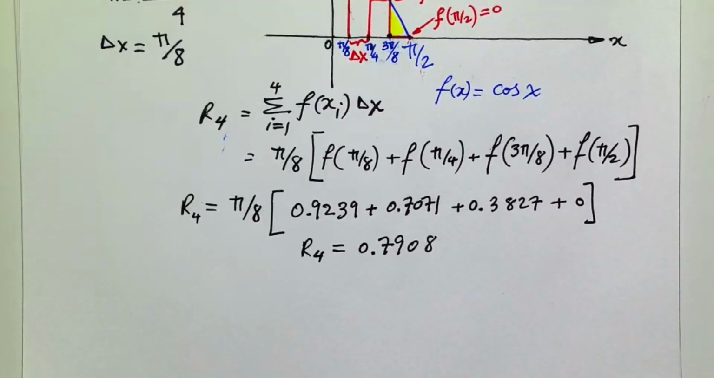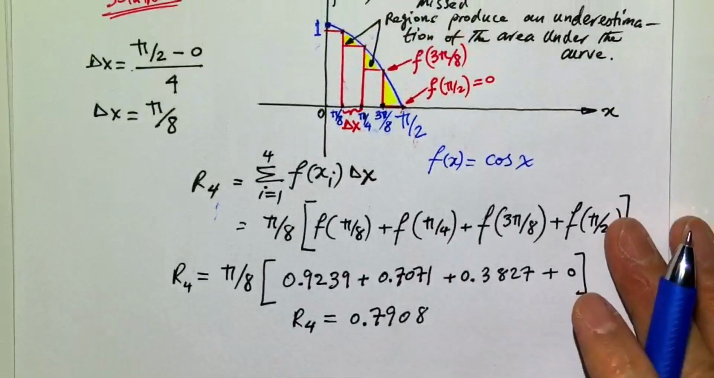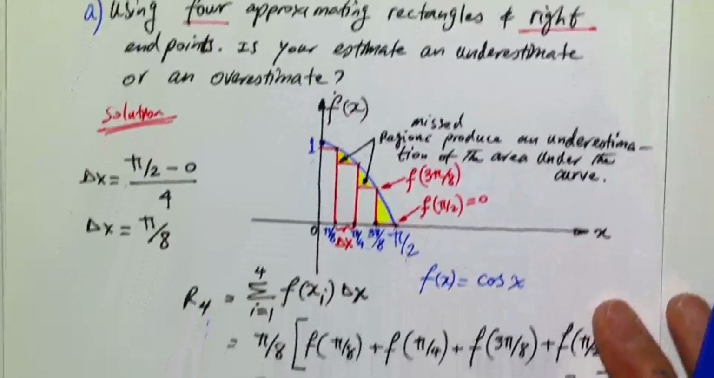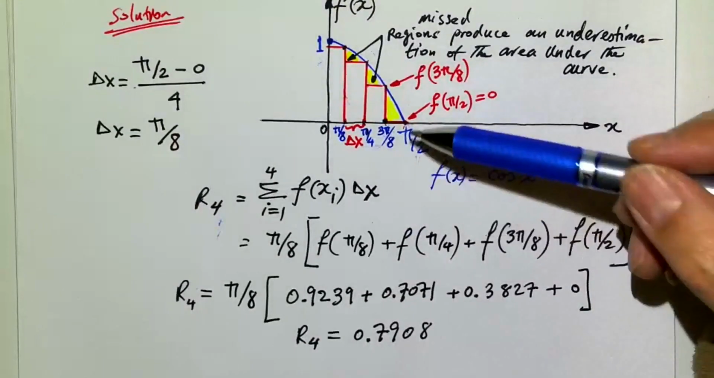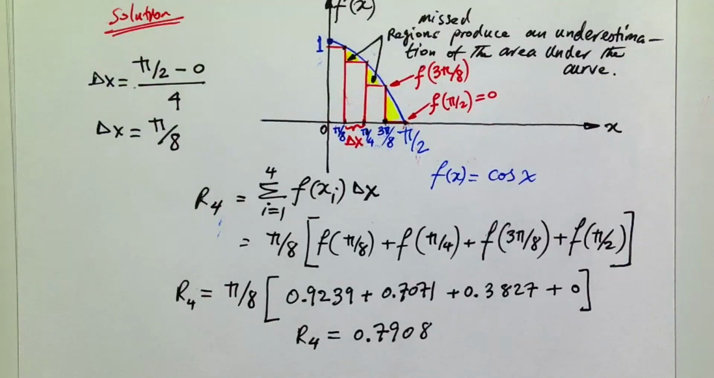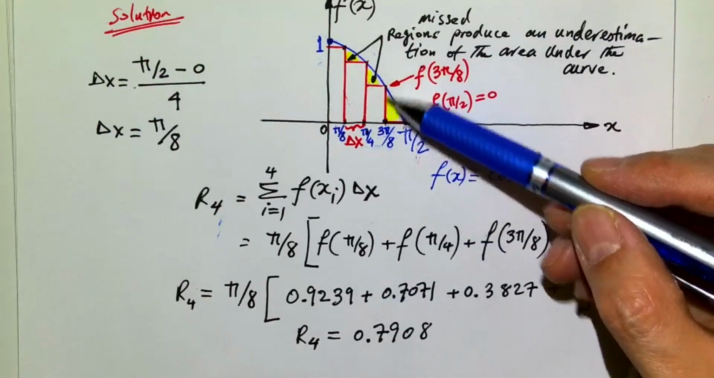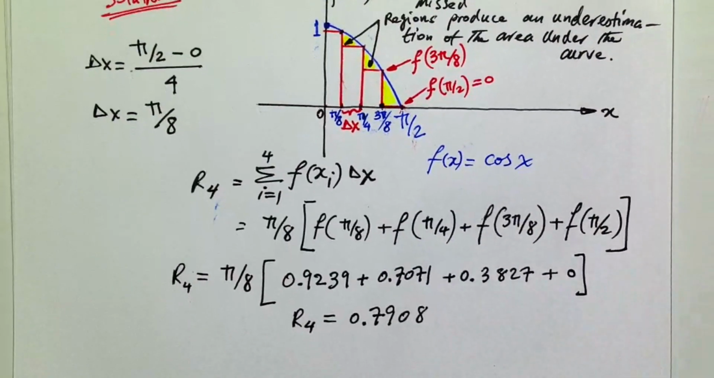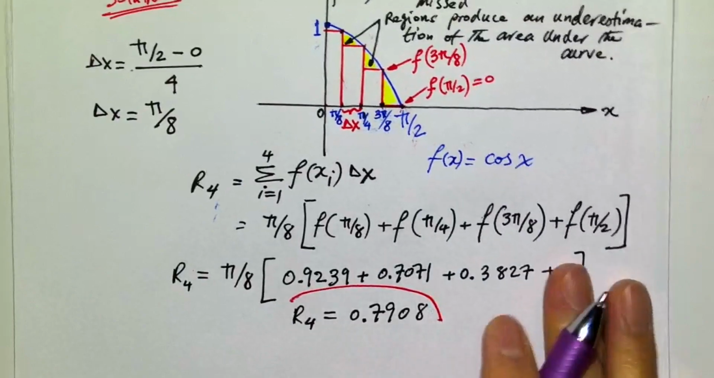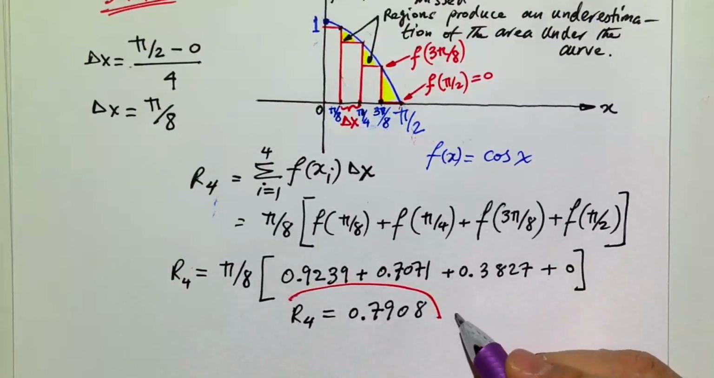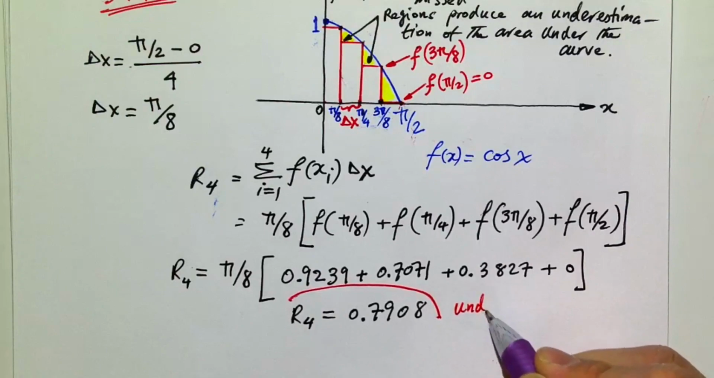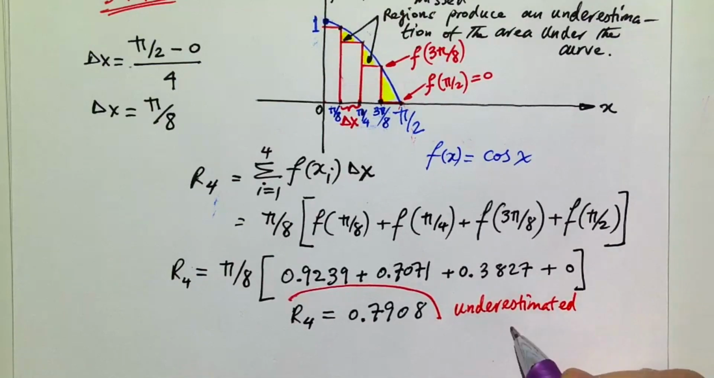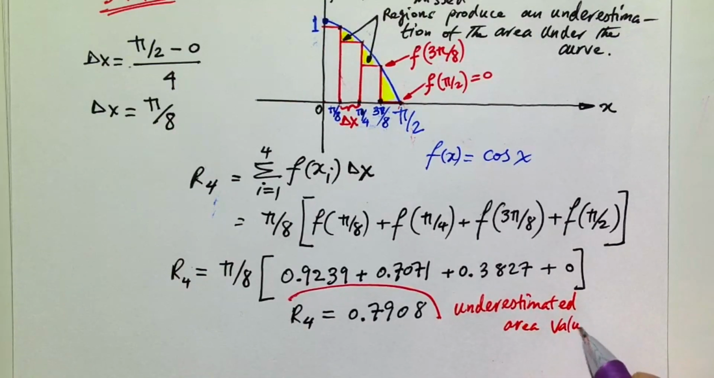I haven't calculated the left endpoint approach for this problem yet, but you already know that when we calculate that, it's going to be an overestimate, and this is going to be an underestimate. We already know this is an underestimate, right? So let's just mention that. So this is an underestimated area value, let's say it that way.